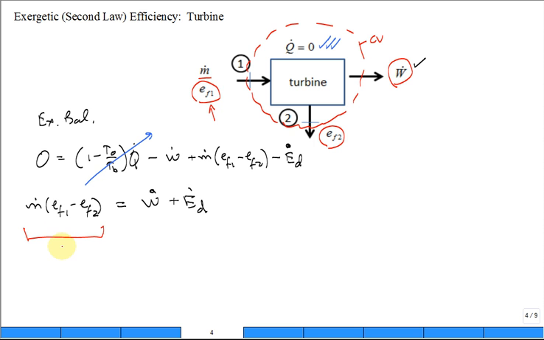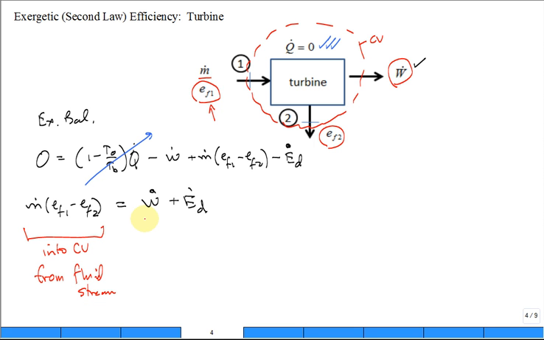So we can interpret this. This is the exergy that's coming into the control volume, and it's coming from the fluid stream. It's coming out of the fluid stream. Where is that exergy going?